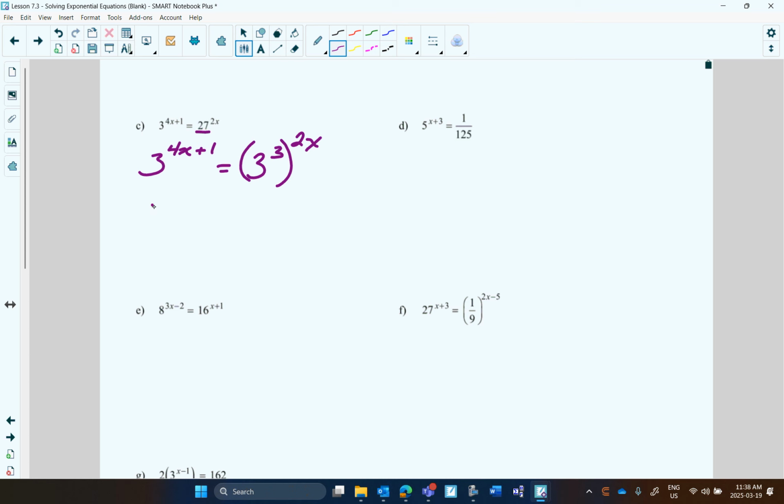So therefore, 3 to the 4x plus 1 is equal to 3 to the 6x. Cross out and solve what's left. So 4x plus 1 equals 6x. I can take the 4x over here and get 1 is equal to 2x. Therefore, x is equal to 1/2.